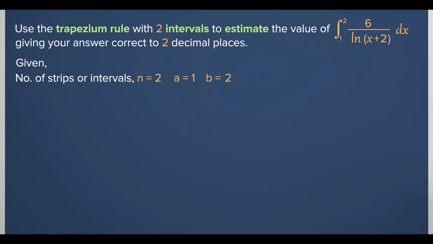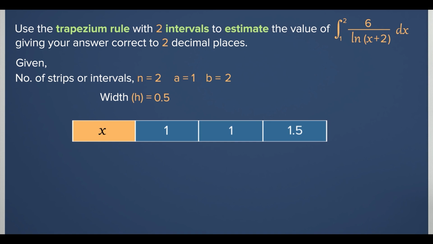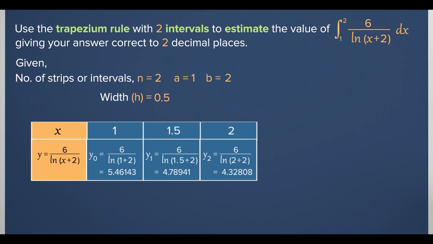This is equal to the difference of upper limit and lower limit divided by the number of intervals. It is now clear that there must be 2 strips, each of width 0.5 units, which means there will be 3 ordinates, each 0.5 units apart from the lower limit 1 to the upper limit 2. Likewise, depending upon the x values, we can generate corresponding y values onwards.